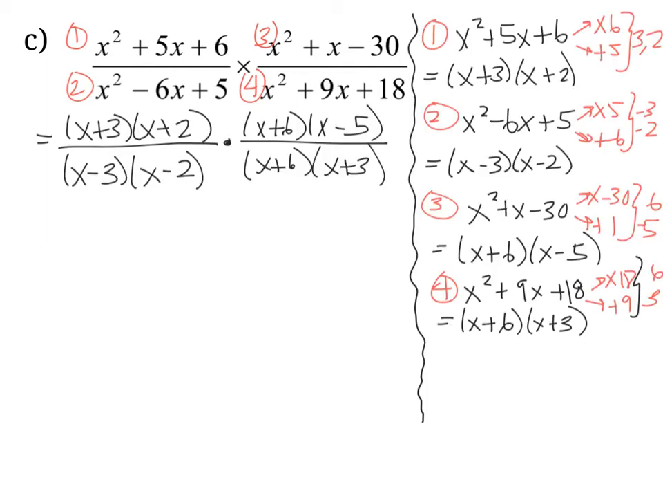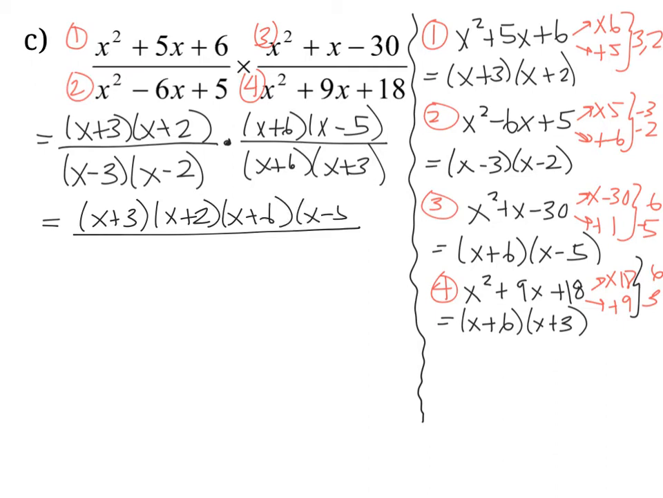So now that you've got everything factored, you should have something that looks like this. And now that we have all of our numerators and our denominators factored, we can multiply them together. In the numerator, we're going to have 4 binomials all multiplying against each other. And remember, you're not going to expand this because we want everything factored so we can cancel it out. So we have x plus 3 times x plus 2 times x plus 6 times x minus 5. And in the denominator, we also have 4 binomials multiplying against each other: x minus 3, x minus 2, x plus 6, and x plus 3.